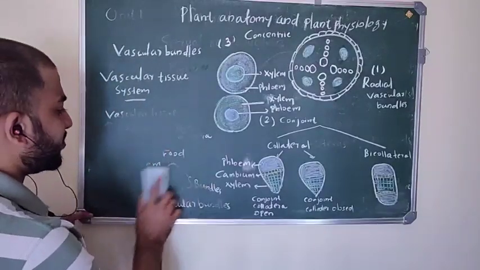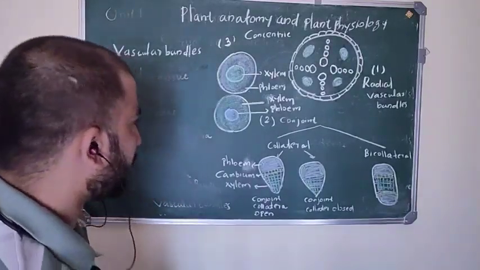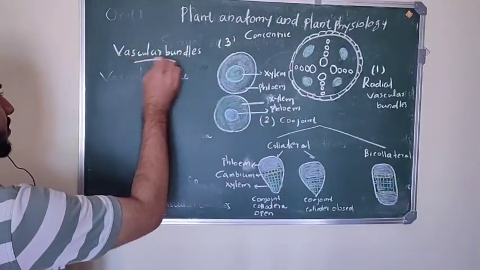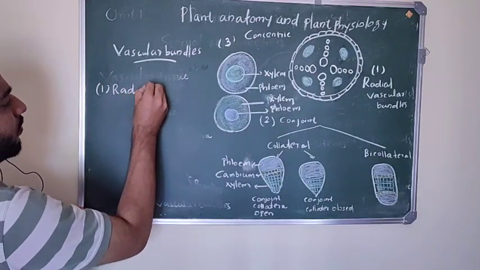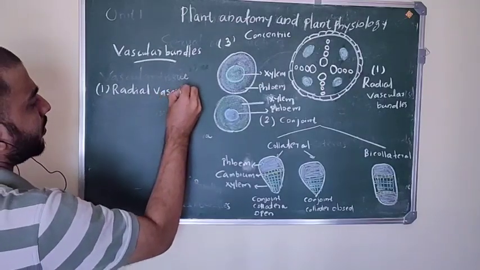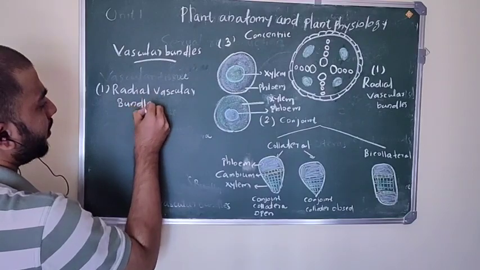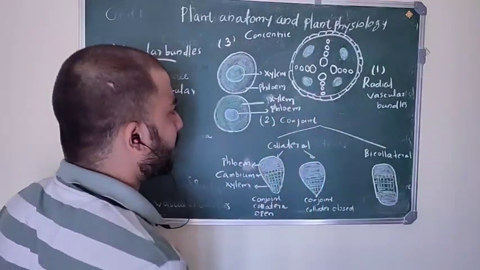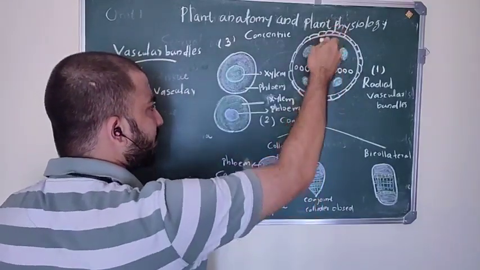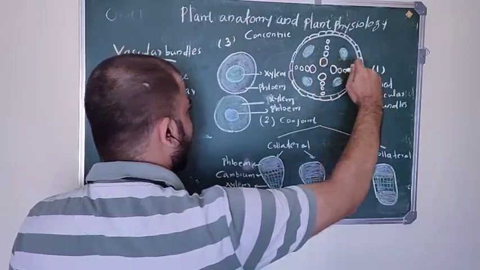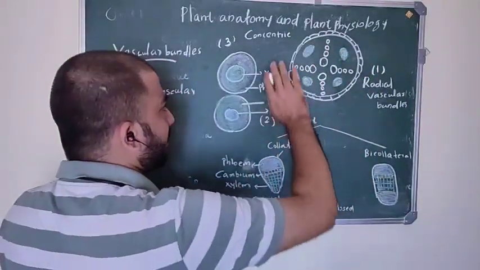In plants, we can see three different types of bundles. What are the three different types of vascular bundles present in plants? The first one is the radial vascular bundle. What is meant by radial vascular bundle? Here you can see the picture. The xylem tissues are arranged in one radius, and phloem tissues are arranged in another radius. This is the anatomy of the root.